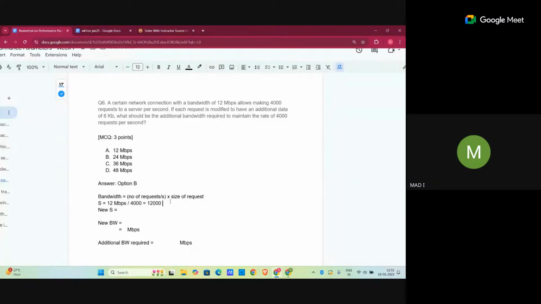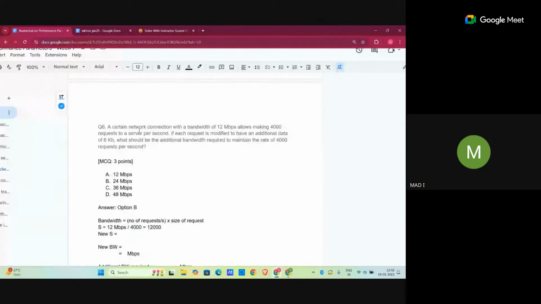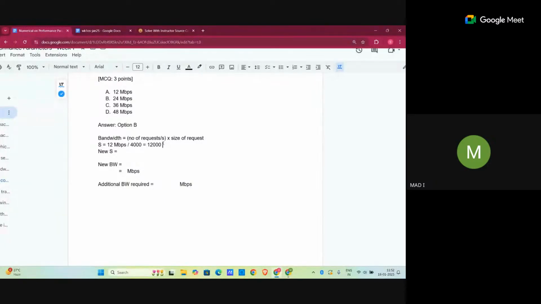1 mega is equal to 10 to the power 3 kilo. So I will write it as 12,000 kilobits per second divided by 4,000. 4 threes are 12, the 1,000 will be cancelled, and per second will be cancelled because this is request per second. So the answer will come as 3 kilobits.